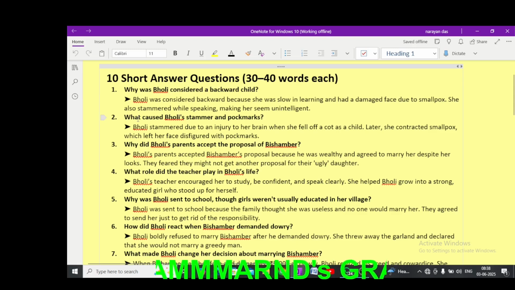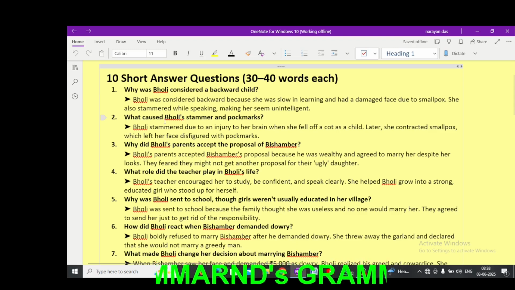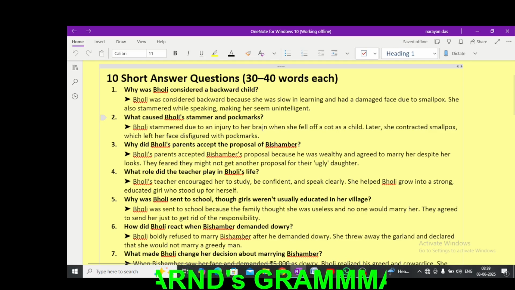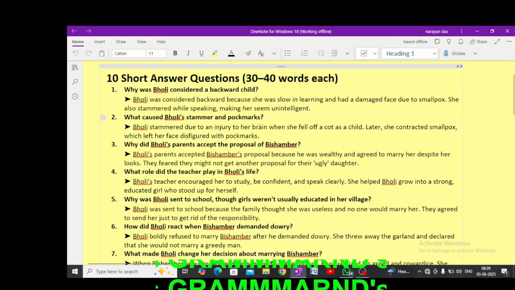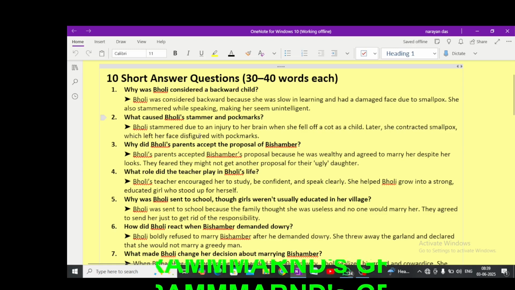Question 2. What caused Bholi's stammer and pock marks? Answer. Bholi stammered due to an injury to her brain when she fell off a cot as a child. Later she contracted smallpox, which left her face disfigured with pock marks.